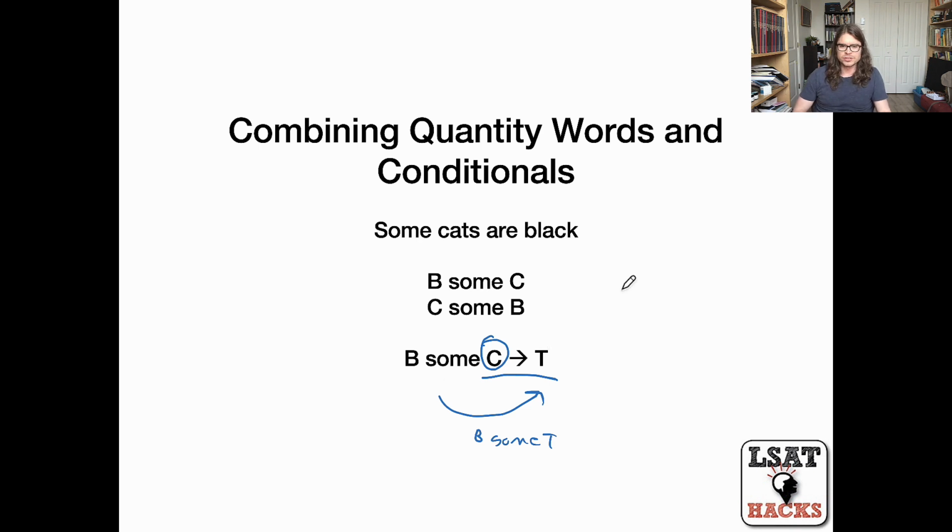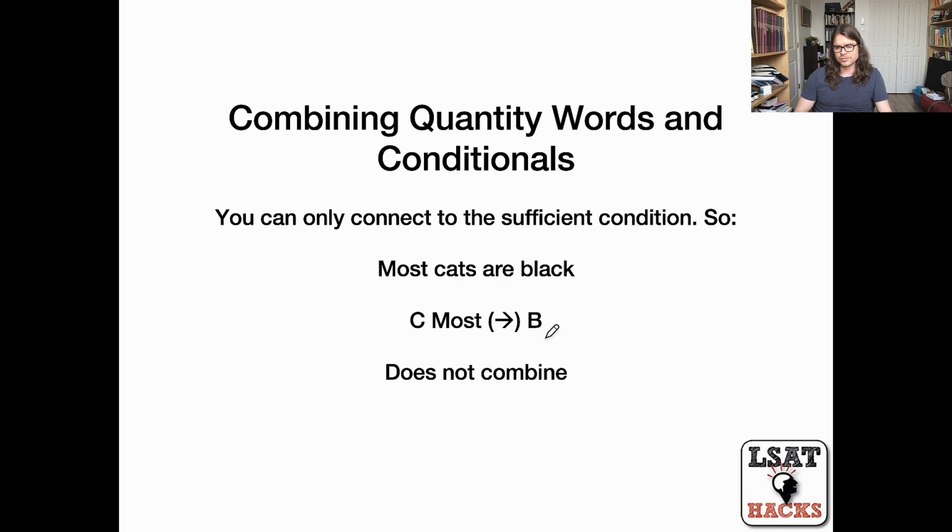It's important to note that you can't go backwards. So if I say some things with tails are dogs, you cannot do this. You can't say some dogs are cats. It's only on the left-hand side. It's only on the sufficient side that you can do this.